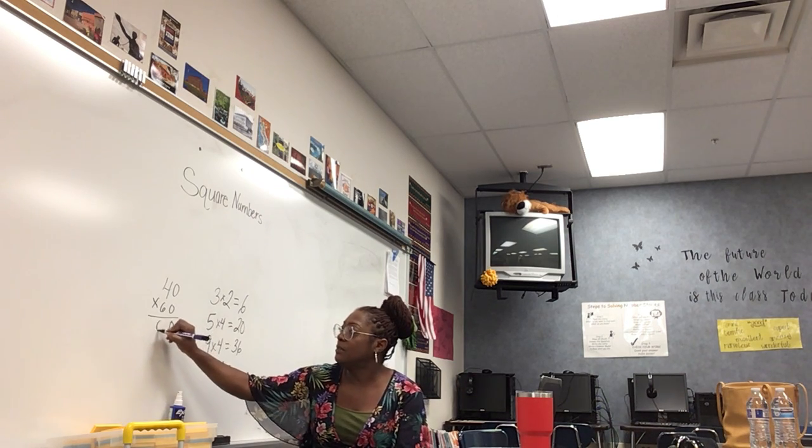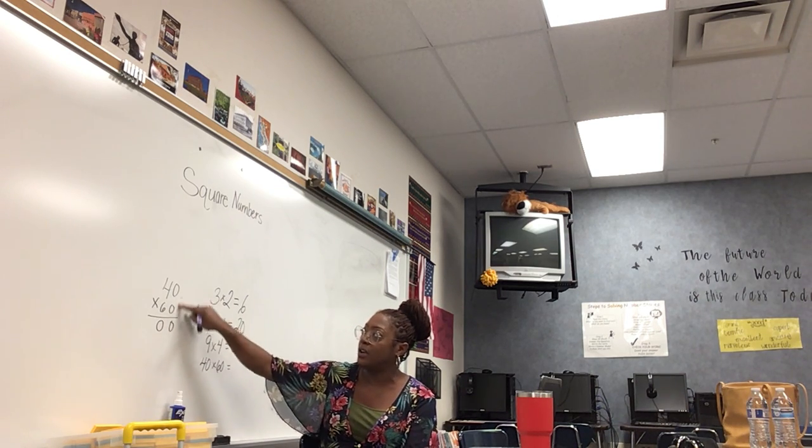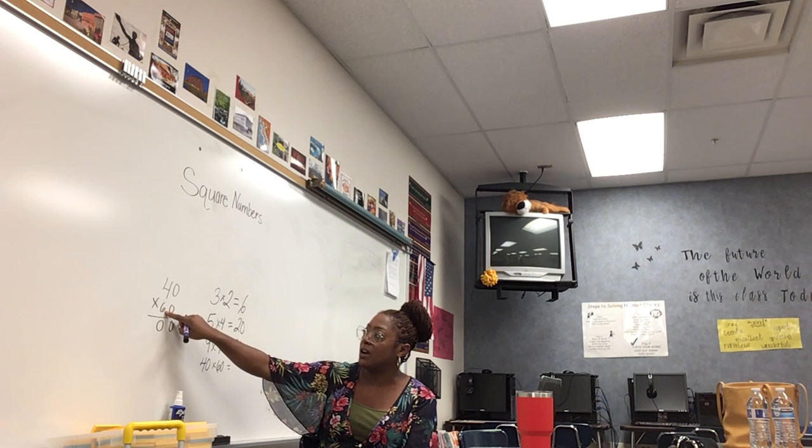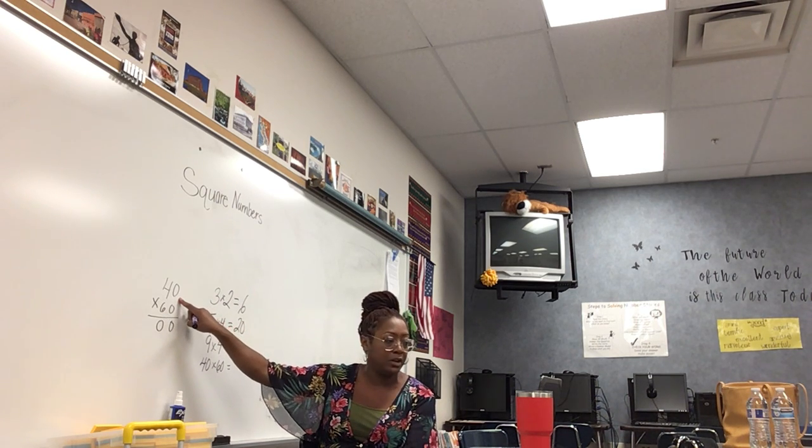Good job. Now we're going to move to our tens column. We've done everything in our ones column. Let's do our tens column. What is 6 times 0?